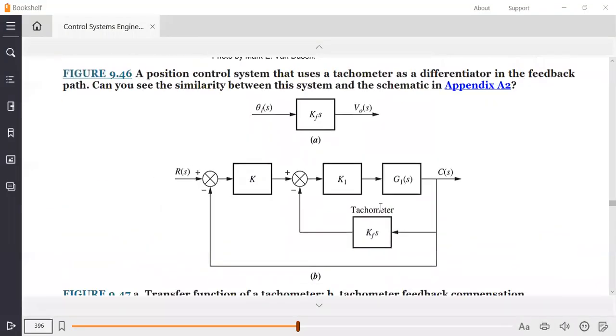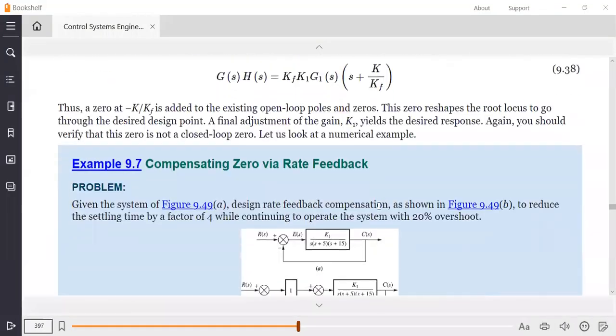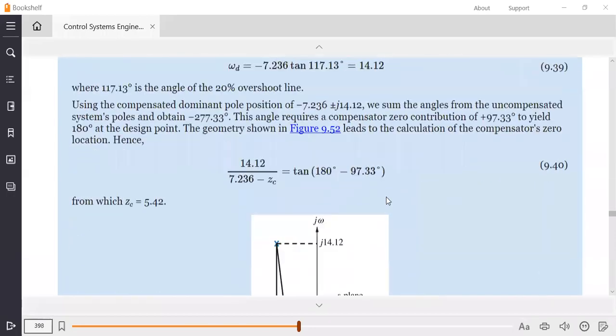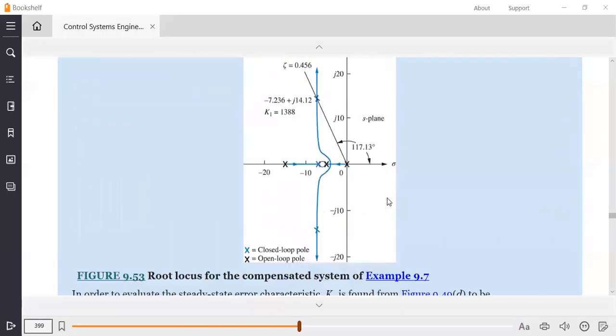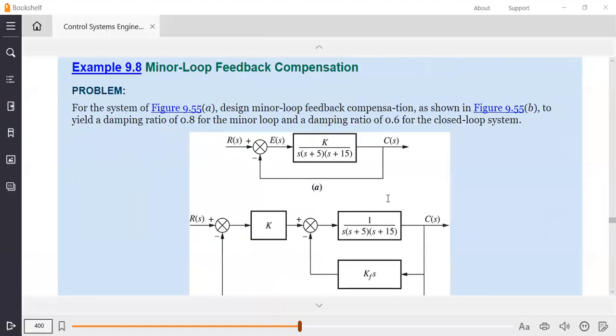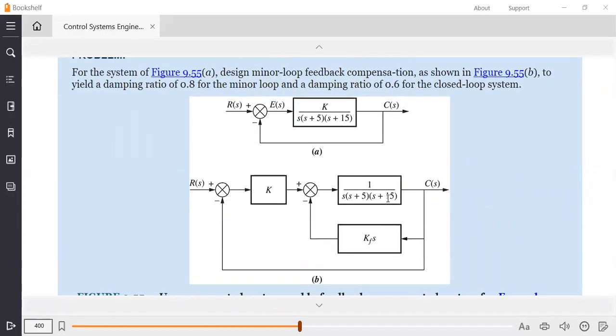Okay, so now in the second approach, as we already said, separately we are going to design. Example 9.8: same example as the previous one. This time we'll be applying two separate loops.